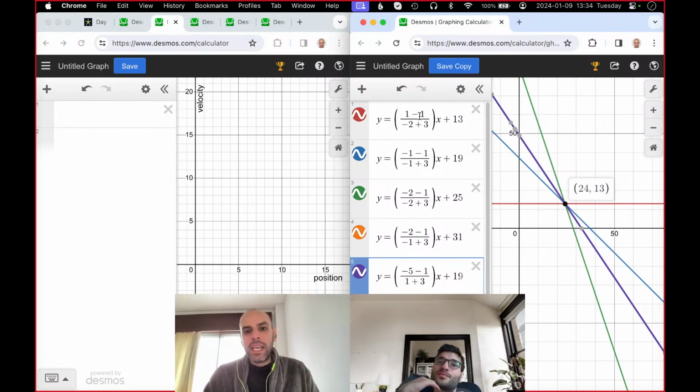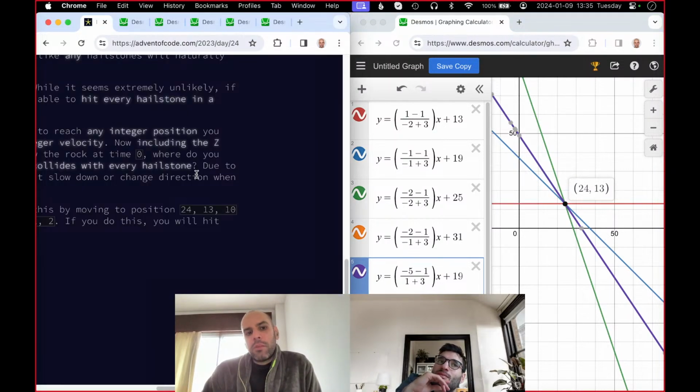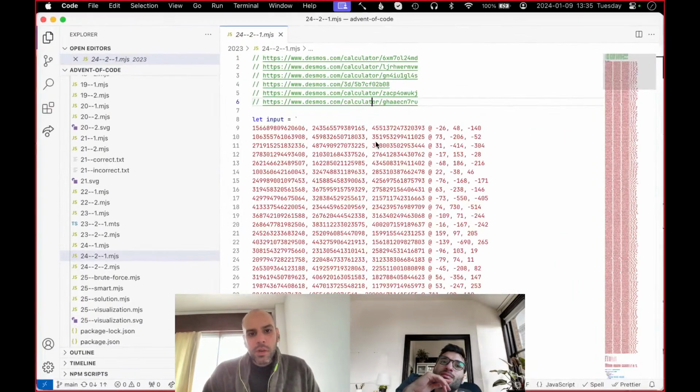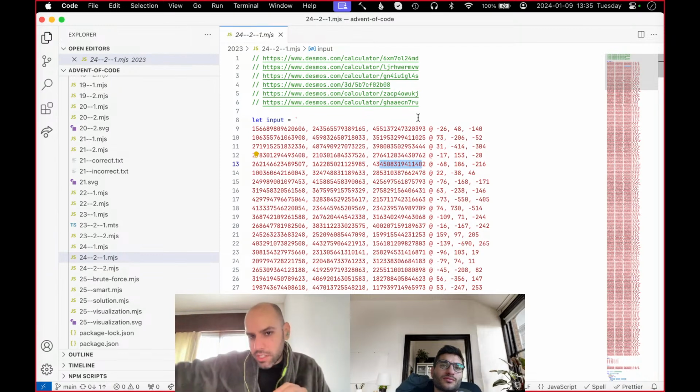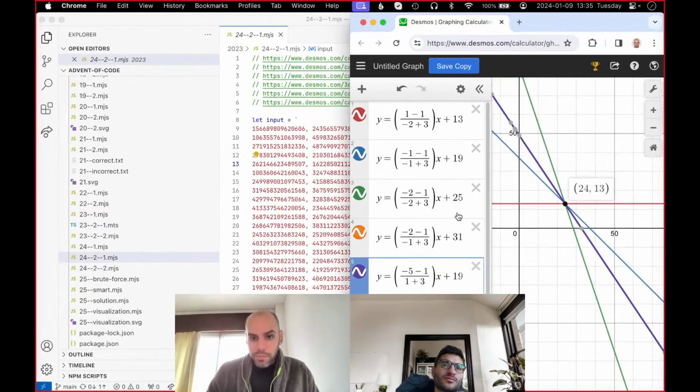Yeah, that's true. And it could not be the case, by the way, because in the real inputs, we see some large numbers here, and that means that the rock could need to be very fast to hit all of that. So the velocity could be large, but it so happens that it doesn't have to be that large. So you can brute force that.